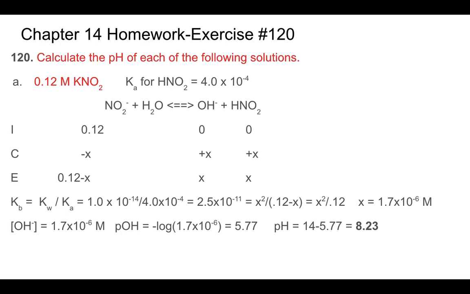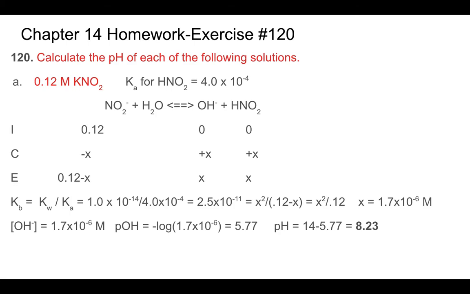So 0.12 molar potassium nitrite. And you're looking at it and going, okay, potassium, not acidic or basic, but nitrite is the conjugate base of the weak acid nitrous acid. And the Ka for nitrous acid is 4 times 10 minus 4. So it's going to be an ICE table because the conjugate base of a weak acid is basic.